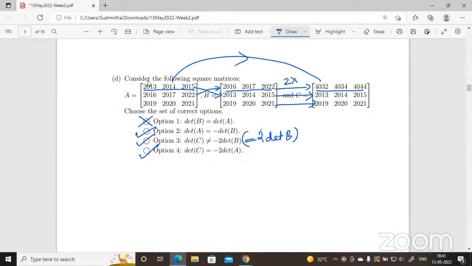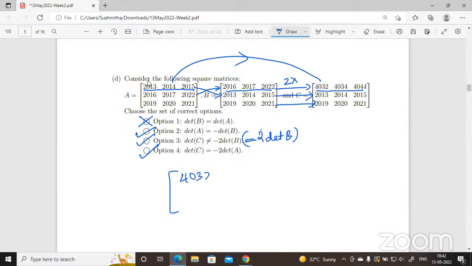Ma'am, could I just confirm one thing? If there's one elementary row operation change, it will be minus. No, it depends on what the elementary row operation is. For a row interchange, there will be one minus. If there are two row interchanges, then minus becomes plus, right? Yes. And otherwise, if there's some operation like multiplying by 2, then the determinant will get doubled.